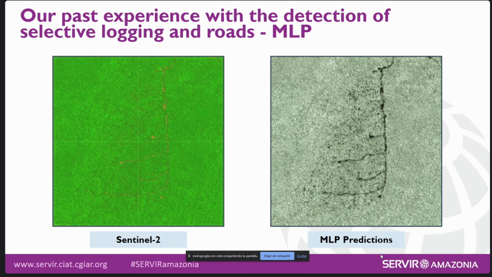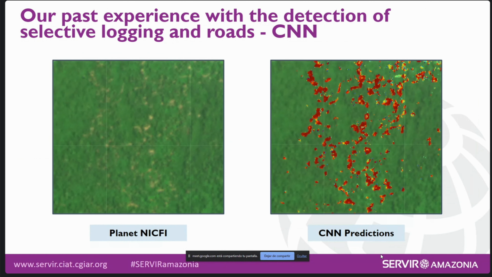We then decided to try other algorithms, such as neural networks, starting with a simple CNN neural network. And my colleague Osmar will explain in more detail this part and the path we followed with deep learning.